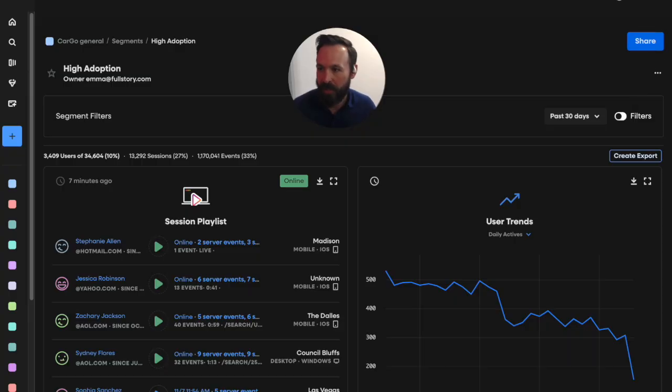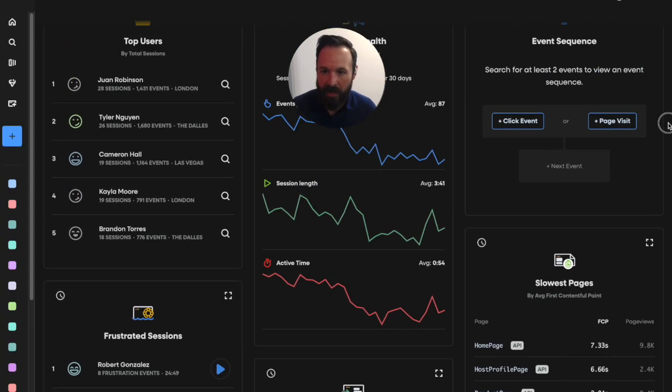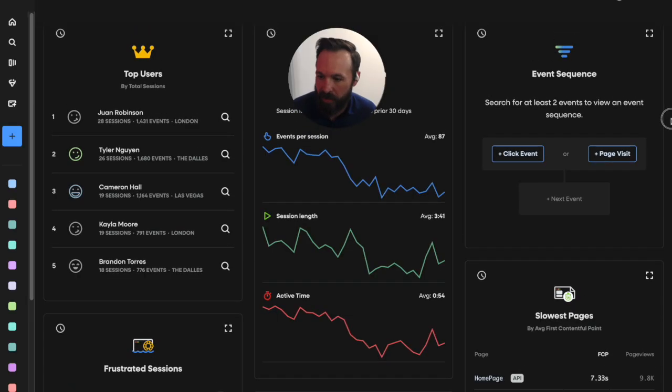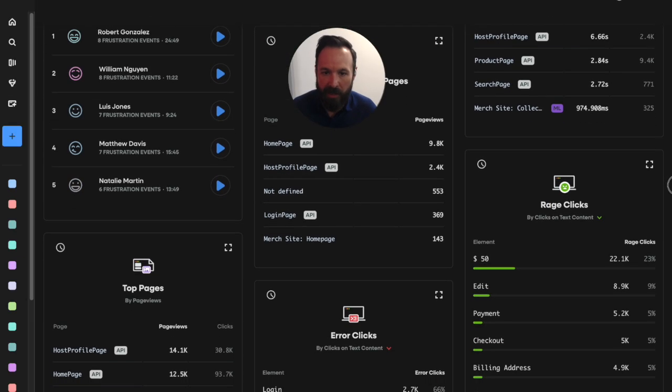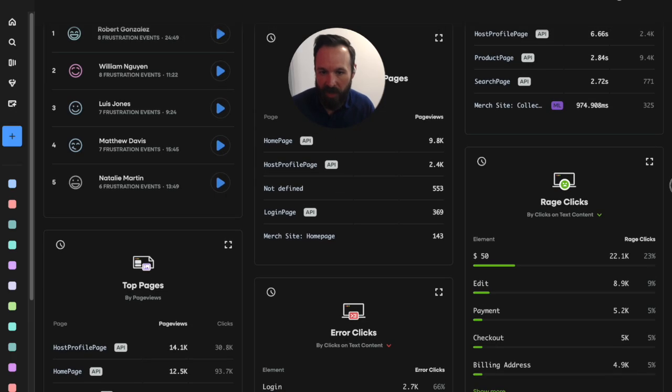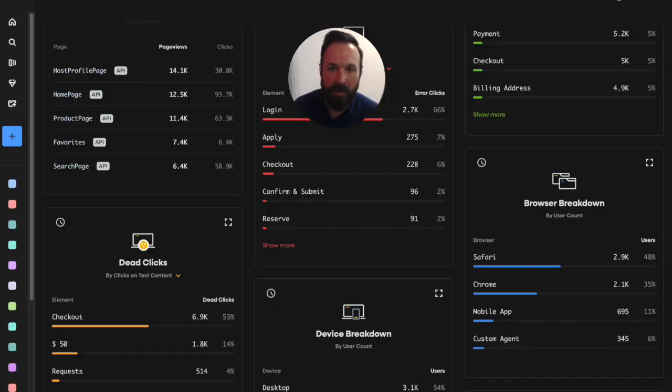I personally love the way that all the trend lines pop. I love the way that the differentiation in your segment health pops out and it makes it super clear. I love the fact that the session replay play buttons are super obvious. All of that, I really like dark mode on the segments page.